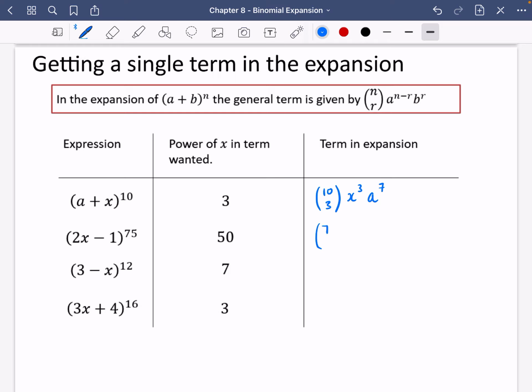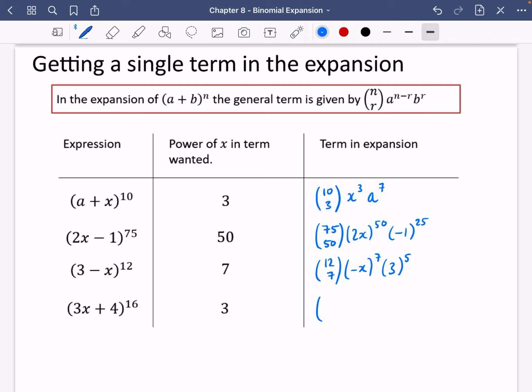So this one would be, the power is 75, and the r is going to be 50, and we're going to do 2x, we want it to be to the power of 50, which means that the minus 1 should be to the power of 25, so that you've got all of those bits adding together. This one, n is 12, and we're trying to choose 7. We're going to have the x term to the power of 7, which means that the 3 term would be to the power of 5, because 7 and 5 add up to 12.